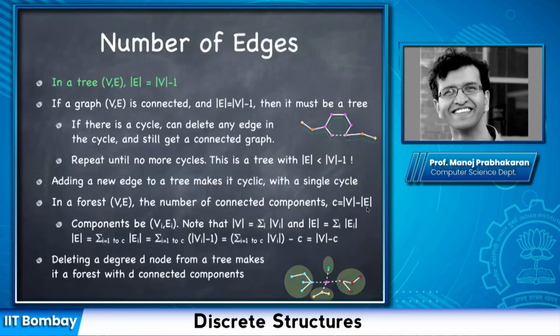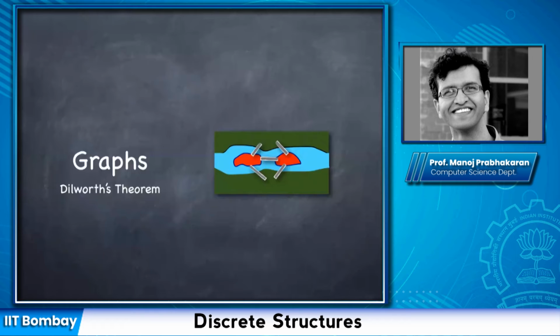Okay, that's it for now. You will keep coming across a lot of applications of trees, especially as data structures, and also as a way to simplify graphs by considering a tree structure, a tree subgraph, for instance, of a graph. So trees are very important, and you will keep coming across them in all of computer science. Today we'll talk about an interesting result called Dilworth's theorem.